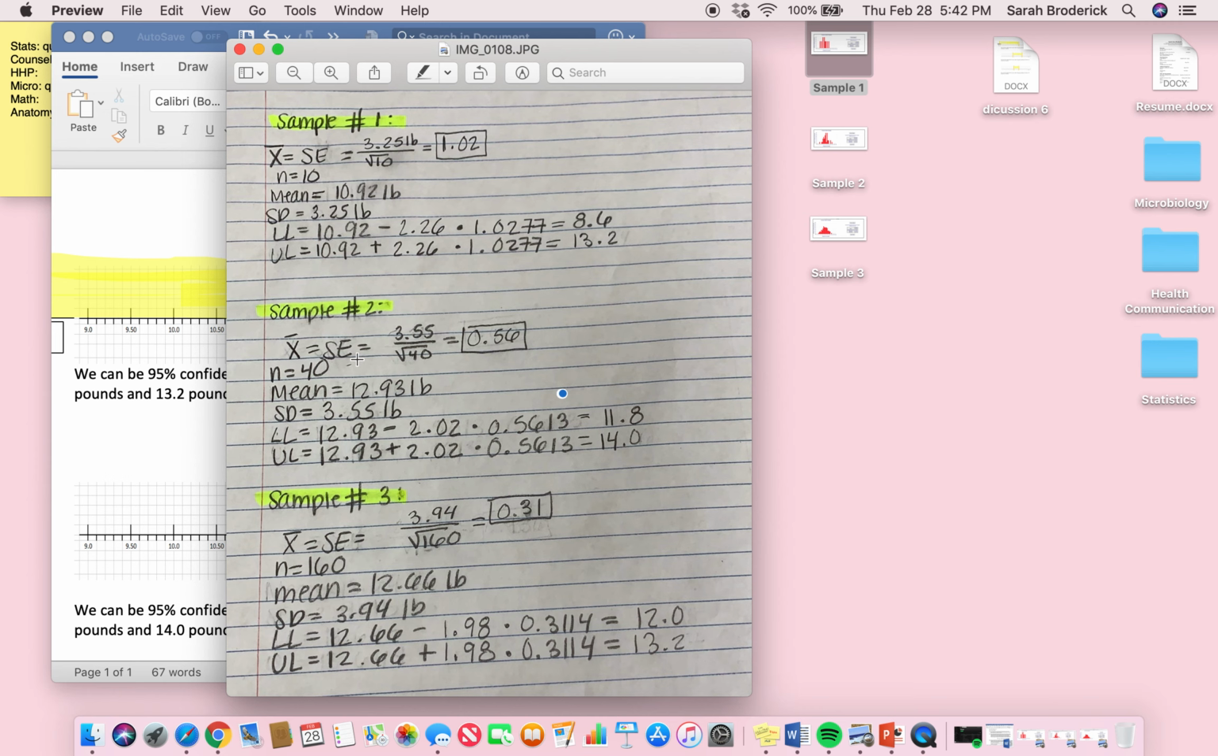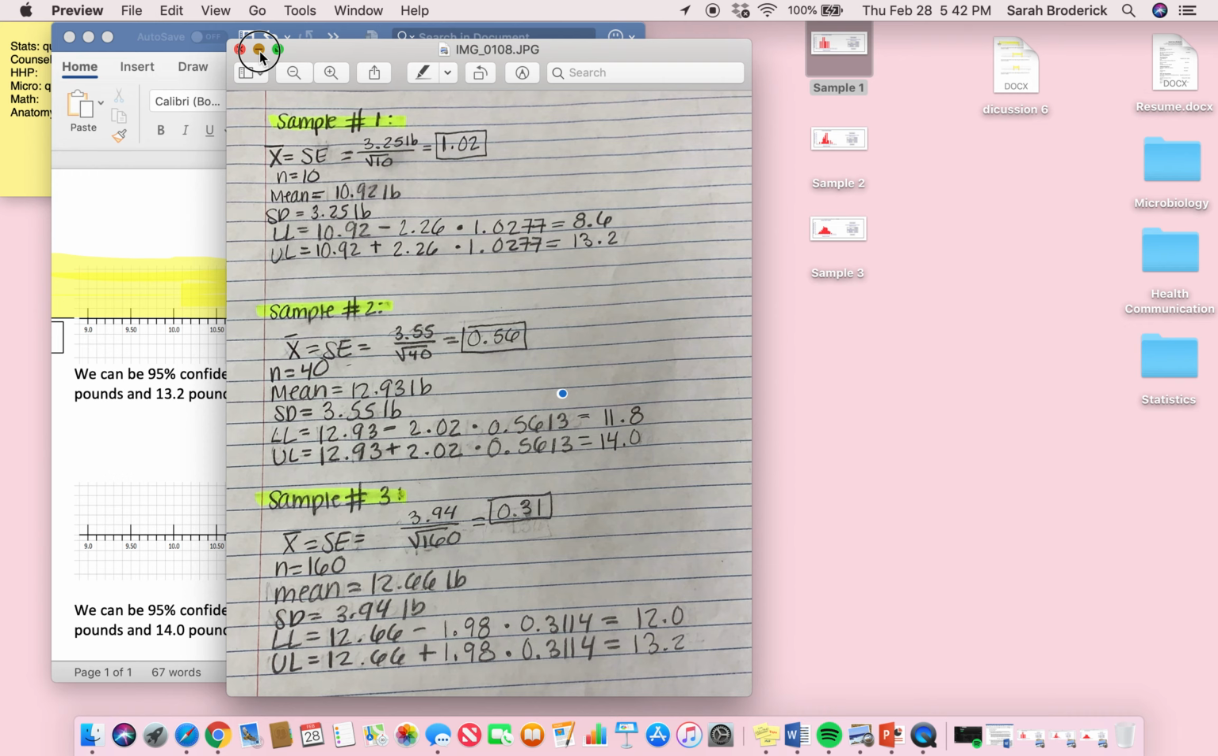And then for sample 2, I got 0.56 as the standard deviation of our statistic. And then my lower limit, I got 11.8, and my upper limit, I got 14.0. And then sample 3, I got 0.31, and then lower limit 12.0, upper limit 13.2. And as you can see, I did the rounding for the x bar, but I included pretty much all the numbers when I calculated the lower limit and upper limit, just to avoid rounding issues.